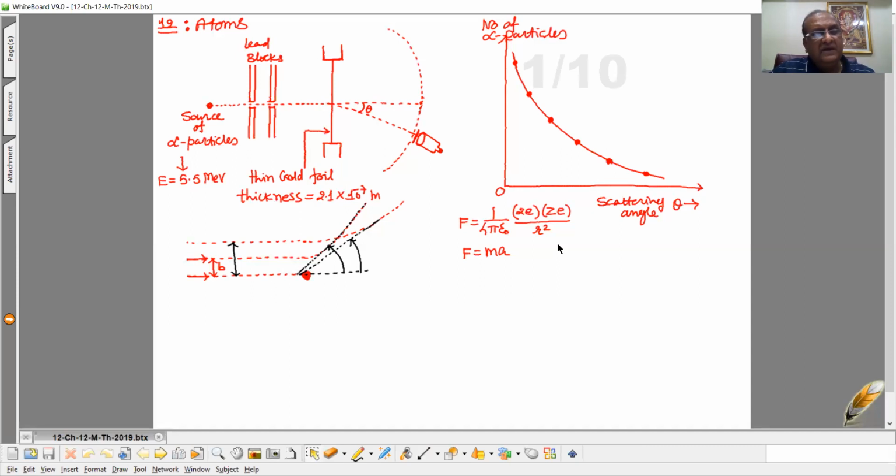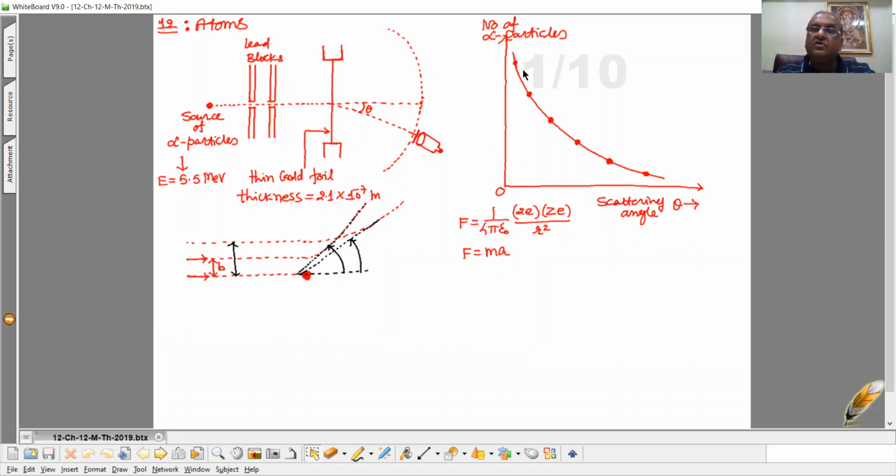So here in this particular equation, n0, that is number of alpha particles incident, capital N, that is the number of alpha particles scattered at angle theta, n that is number of atoms per unit volume, then s that is the thickness of the foil. So using all these parameters, he derived this particular equation. And using this equation, he calculated theoretically the number of alpha particles scattered at different angle of scattering.